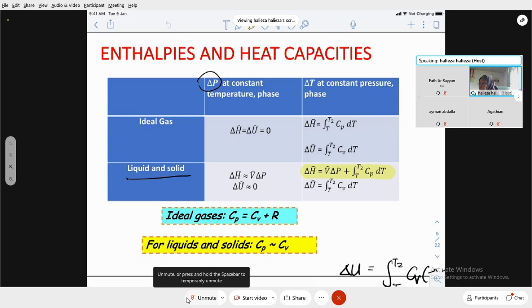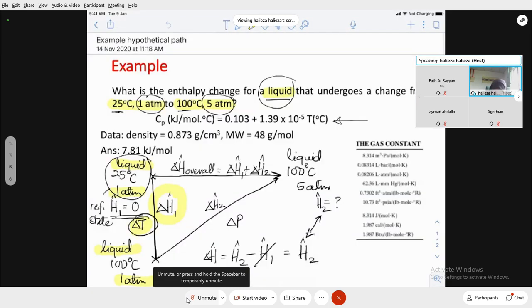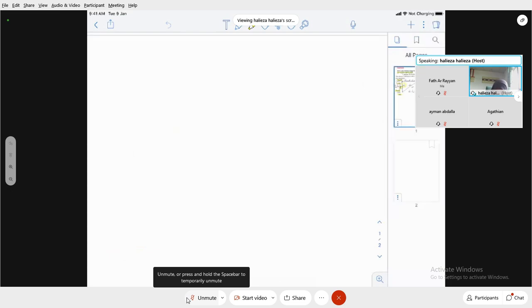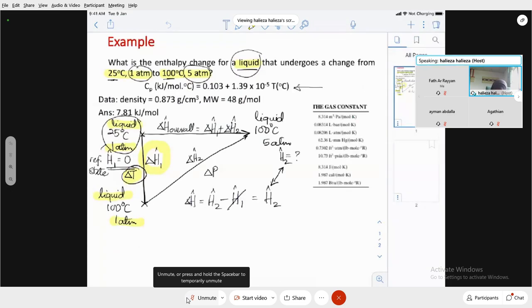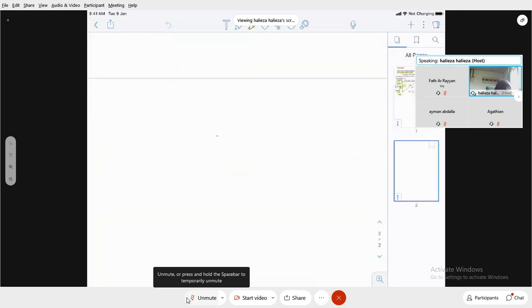Okay, now let's go back to that example just now. We're going to calculate delta H1, change in temperature. Okay, so our delta H, I should be using my pen. Okay, delta H1 involves a change in temperature. So the equation that we just got from the table just now, we're going to write it down.